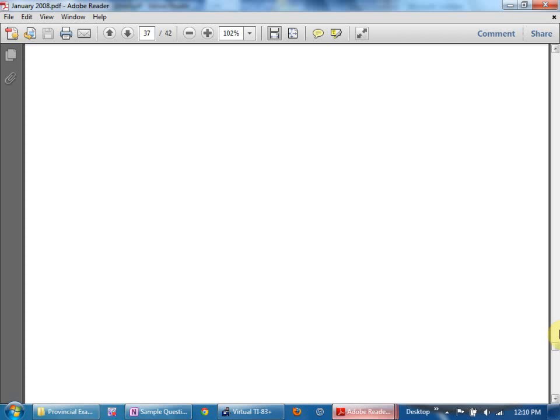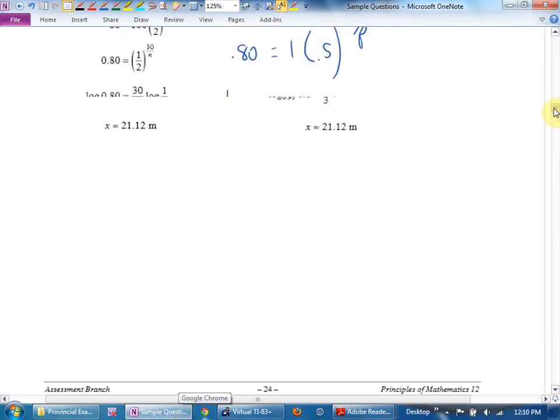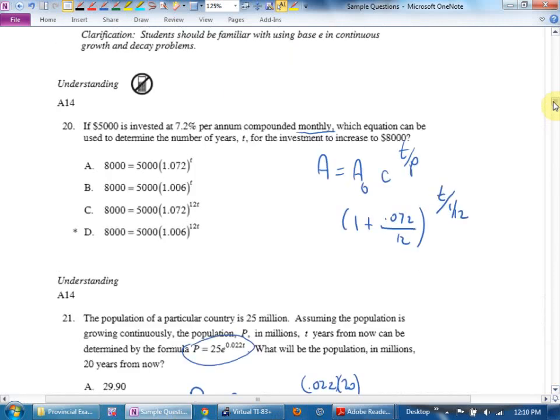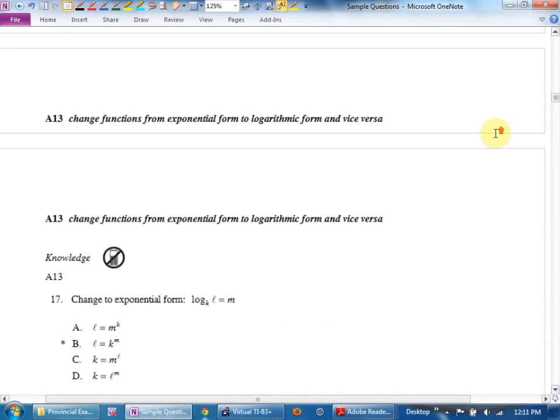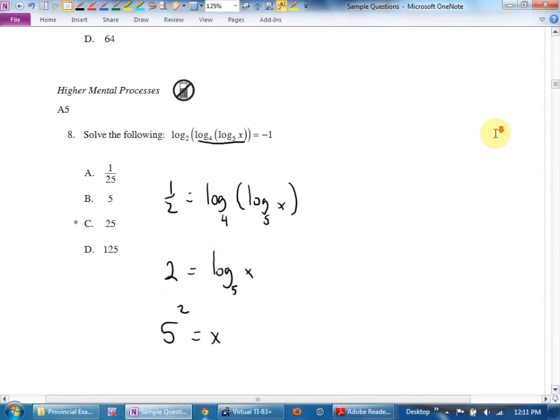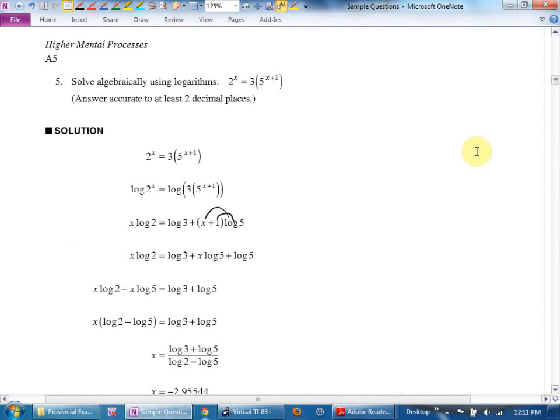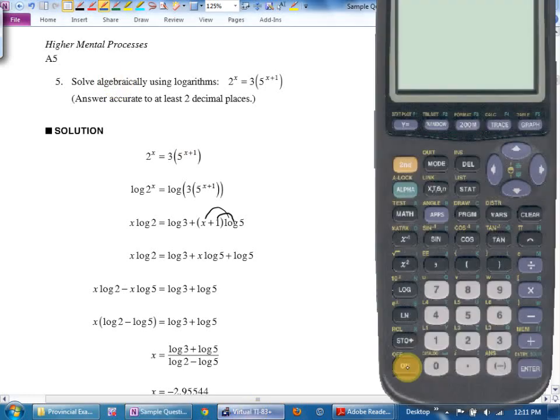When you're done, clear, 2 to the x, left side. Right side, 3 times 5 to the power of bracket x plus 1, right side. Zoom, standard when in doubt. There's the left side. There's the right side. Second function trace, intersection, enter, enter, enter. Find where they cross, and you will find negative 2.9544 is your answer. You can always check your answer that way.